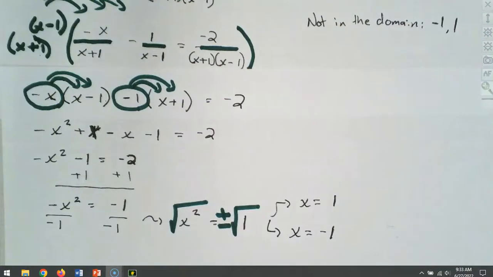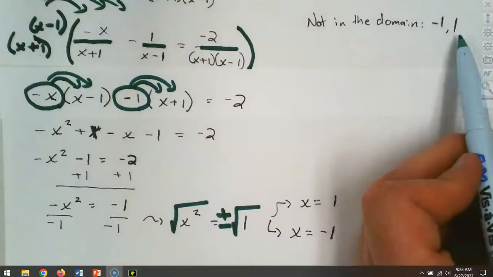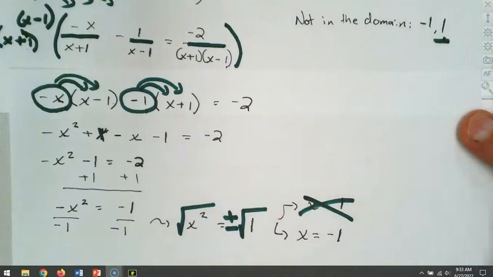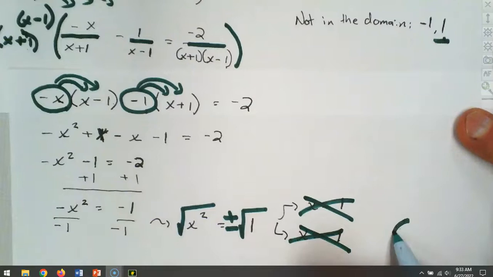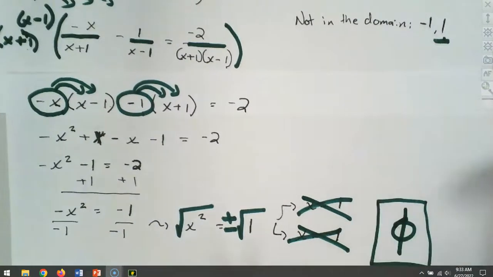And I say these are possible because now we need to go back and check them. What numbers can we not have? Let's go back up and look. What numbers are not allowed in the domain? 1 and negative 1. So what's going to happen with these? 1 doesn't work, does it? Because it's up here. And so 1 doesn't work. Negative 1 is also not in the domain. So neither one of them work. So therefore we have what? No solution. That's it.